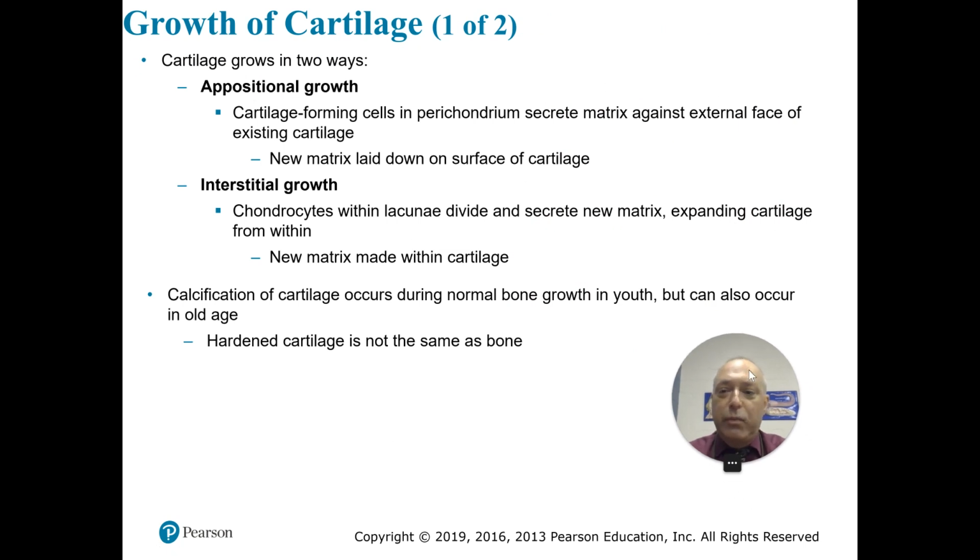So cartilage grows in two ways. There's appositional growth and interstitial growth. In appositional growth, cartilage-forming cells in the perichondrium secrete matrix against an external face of existing cartilage. So they lay down a new surface of cartilage. With interstitial growth, the chondrocytes within the lacuna divide and secrete their matrix, expanding the cartilage from within. And so this is new cartilage made from the matrix. Calcification of cartilage occurs during normal bone growth, but also in old age. It is hardened with old age.